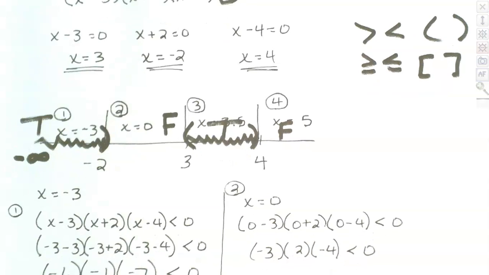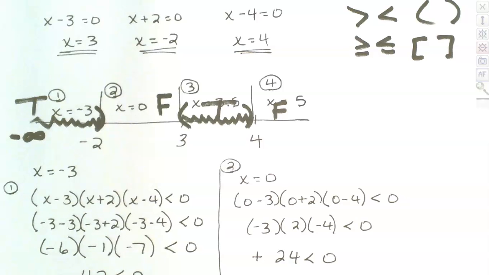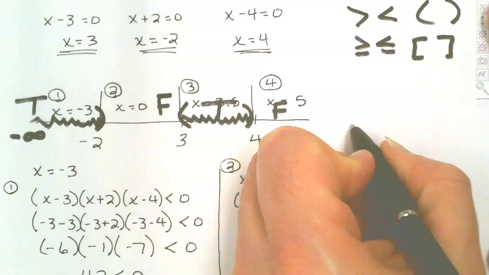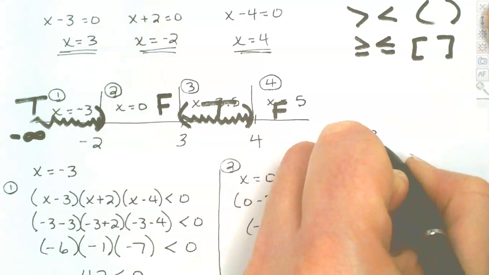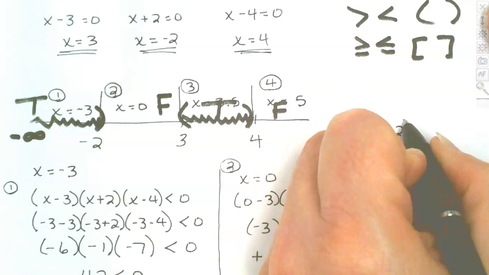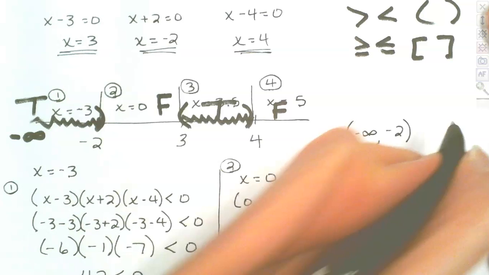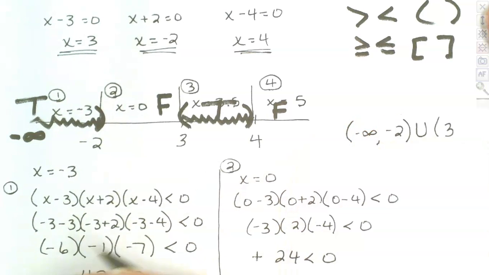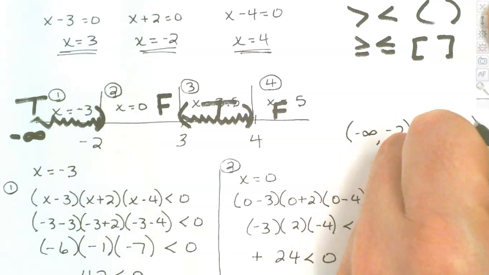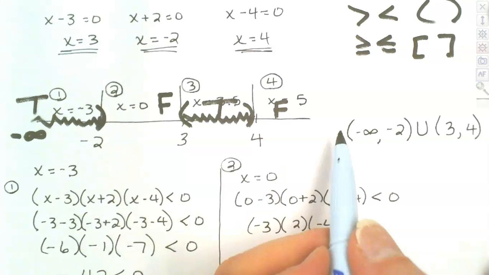So what does my answer look like now? Right over here, because these are kind of hard to work out because they take up so much room. But in interval notation, the true region would be negative infinity to negative 2 with parentheses there. We use a U for union. 3 with parentheses to 4, also with parentheses. So that would be your final finished answer.